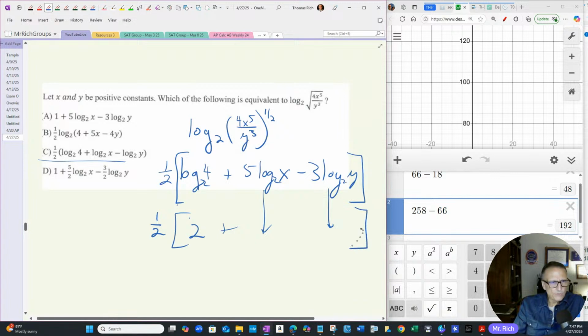So if I were to then distribute the 1/2, I would get 1 plus 5 halves. Yeah, it's going to be this one right here. I'll have 1 plus 5 halves log base 2 of x minus 3 halves log base 2 of y. It's going to be this answer right here.